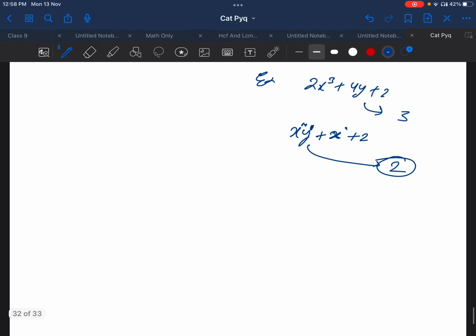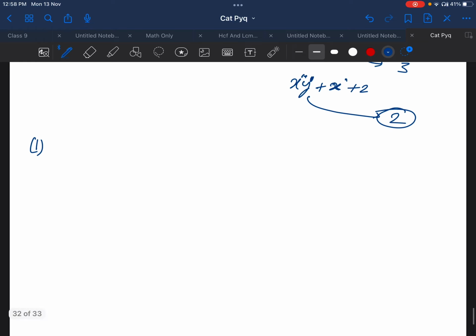Now on the basis of degree, we can classify the polynomial. First is the constant polynomial. What is a constant polynomial? One in which the degree will be 0.